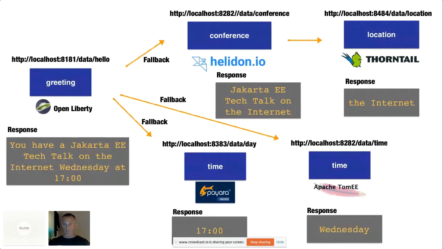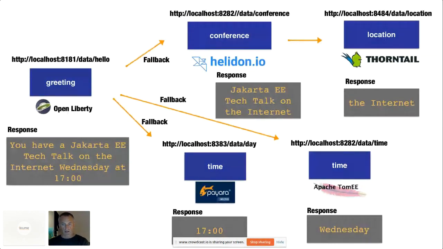I have one microservice, which is called the location service, which I'll build on Thorntail, which will tell me where I am. For this talk, for example, the response should be the internet. That's where I'm doing this talk, but it could be in a city somewhere. So I just have to configure the service with the location of where I am before I go to bed. Hopefully I'll know where I am then.